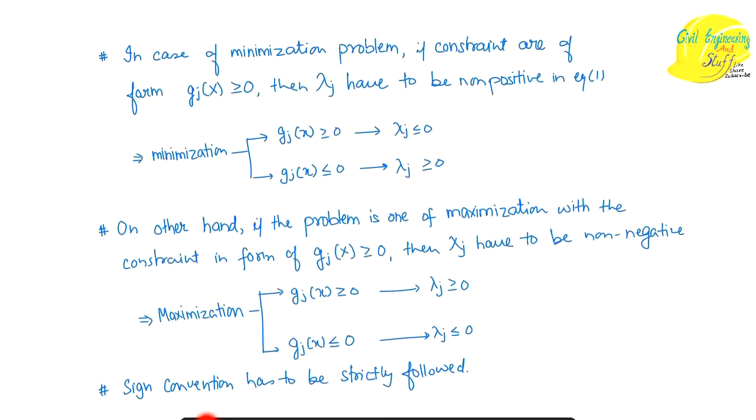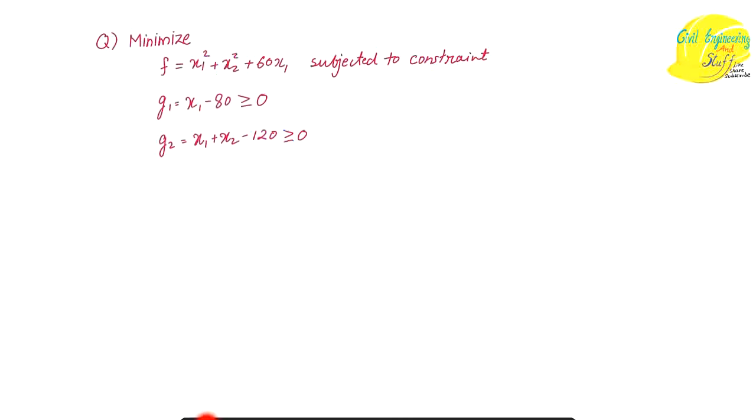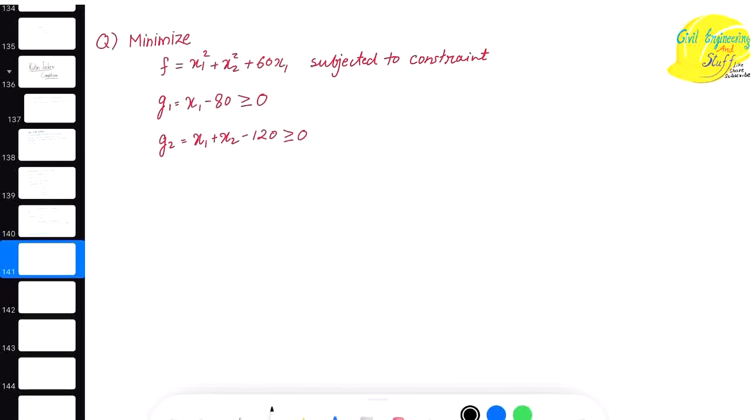Let us do a question for better understanding of how this Kuhn-Tucker method is used for the optimization of a multivariable function containing inequality constraints. We have the function f equal to x1 square plus x2 square plus 60 x1, and this function has two inequality constraints: x1 minus 80 greater than or equal to 0 and x1 plus x2 minus 120 greater than or equal to 0. Let's solve the question.